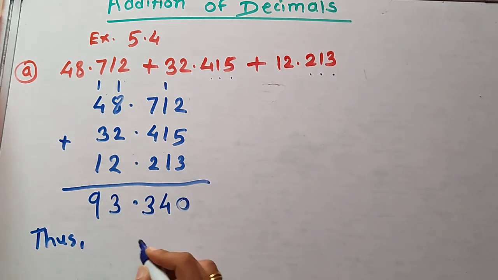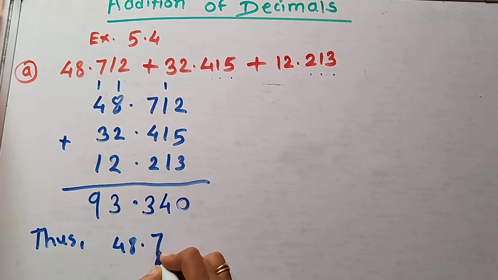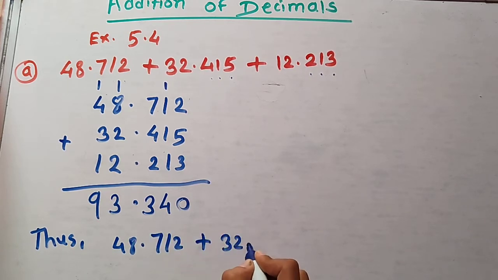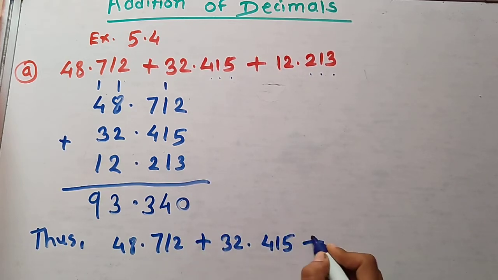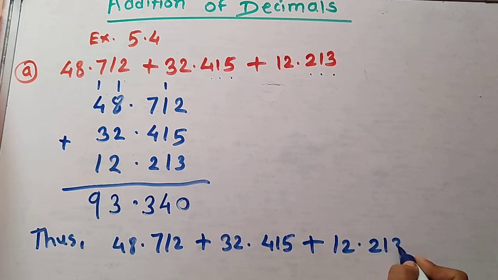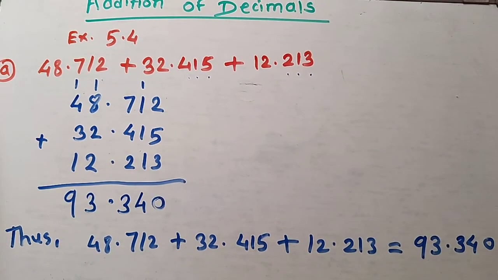Thus 48.712 plus 32.415 plus 12.213 is equal to 93.340. This is your answer. Okay, so this is your first question.